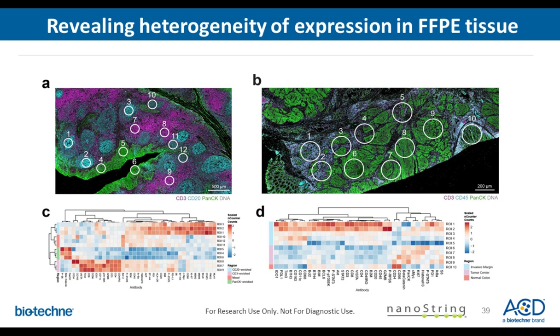So again, the platform allows you, and in this case, we're looking at protein data again, to really understand the heterogeneity of the tissue. So in the top left, this is lymphoid tissue. We've selected different regions of interest based on the staining of CD3, CD20, a B-cell marker, and pan-cytokeratin. And you can see, looking across the x-axis, the different analytes, looking across the y-axis, the different regions of interest. And you can see the extensive heterogeneity of expression across the tissue, and how similar regions cluster together. The same is true on the right in colorectal cancer.